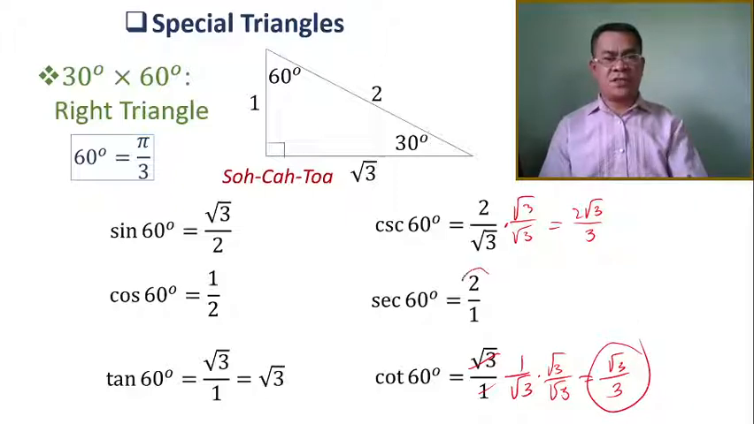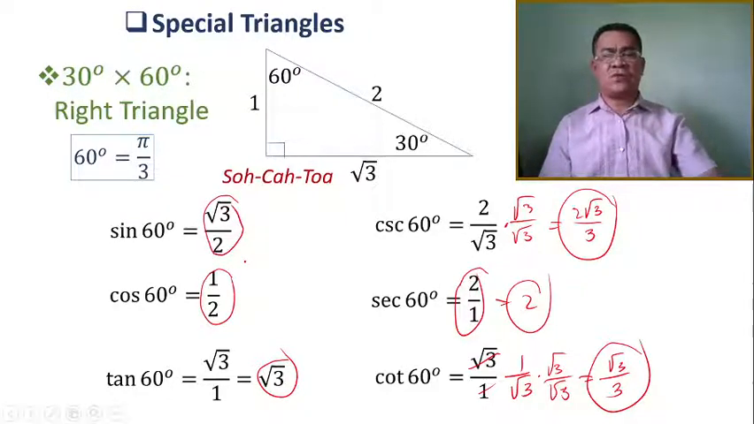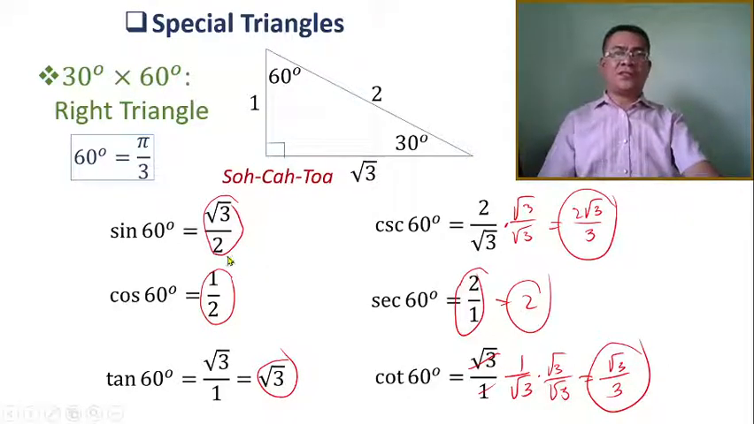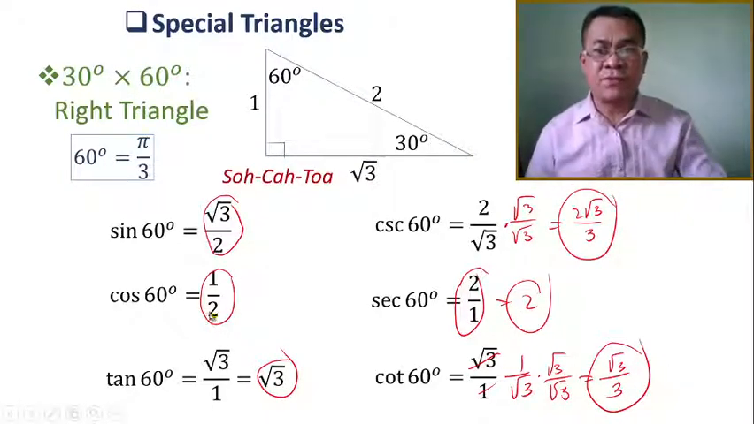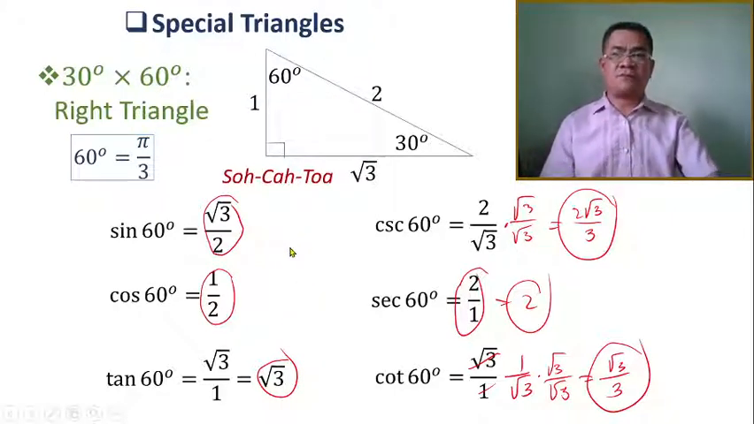For the cosecant, this is 2 square root of 3 over 3. For the secant, this is 2. For the tangent, it is square root of 3. For the cosine of 60 degrees, it is 1 half. And for the sine, it is square root of 3 over 2. These are the 6 trigonometric functions for the 60-degree special angle, or pi over 3.